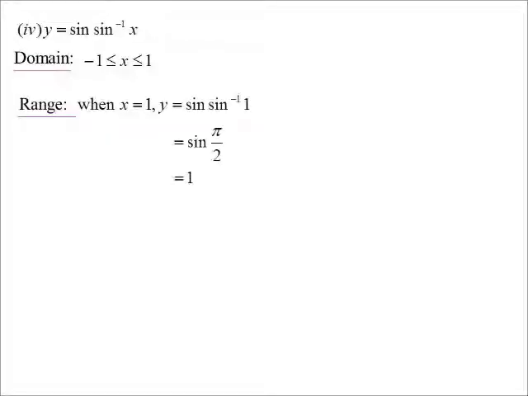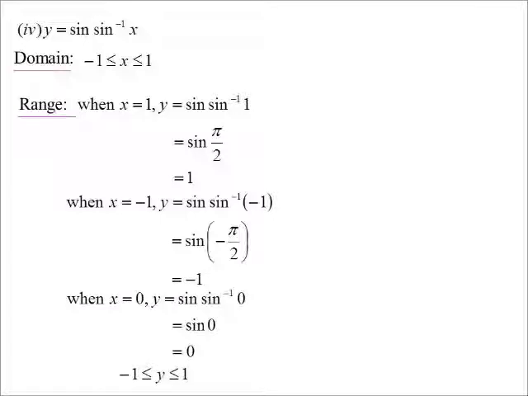The range, I've got a restricted domain, so let's see what happens. When x equals 1, I end up with 1. When x equals minus 1, I end up with minus 1. Well, let's try 0 as well. When x equals 0, I get 0. It's kind of confirming we've got the line y equals x here. Whatever I'm subbing in, I'm getting out. So this one, let's draw her up.